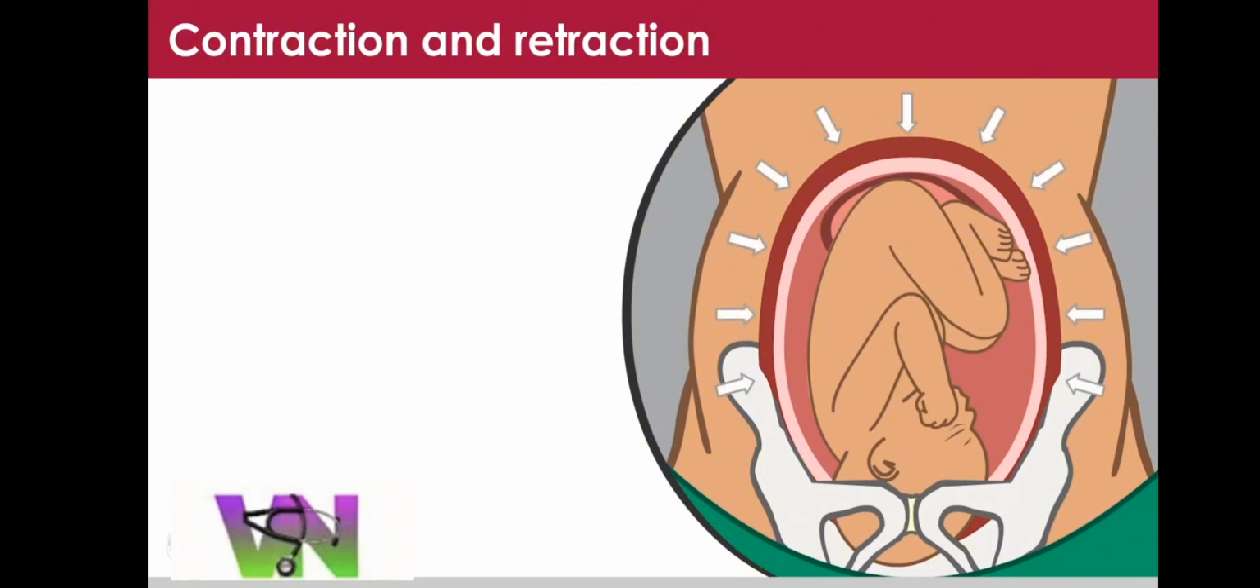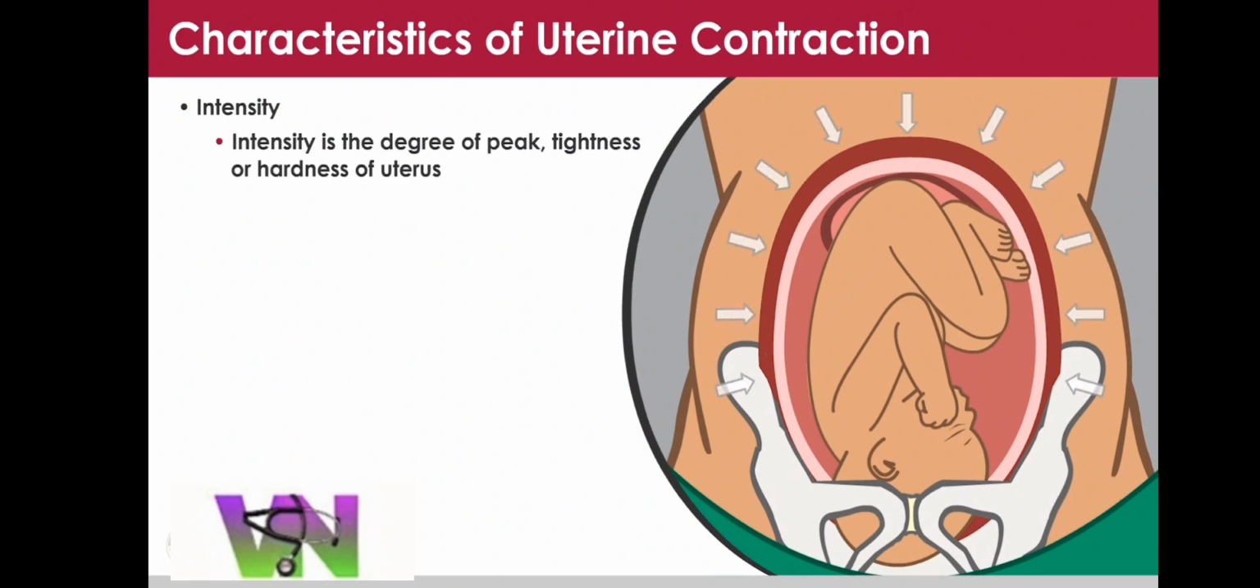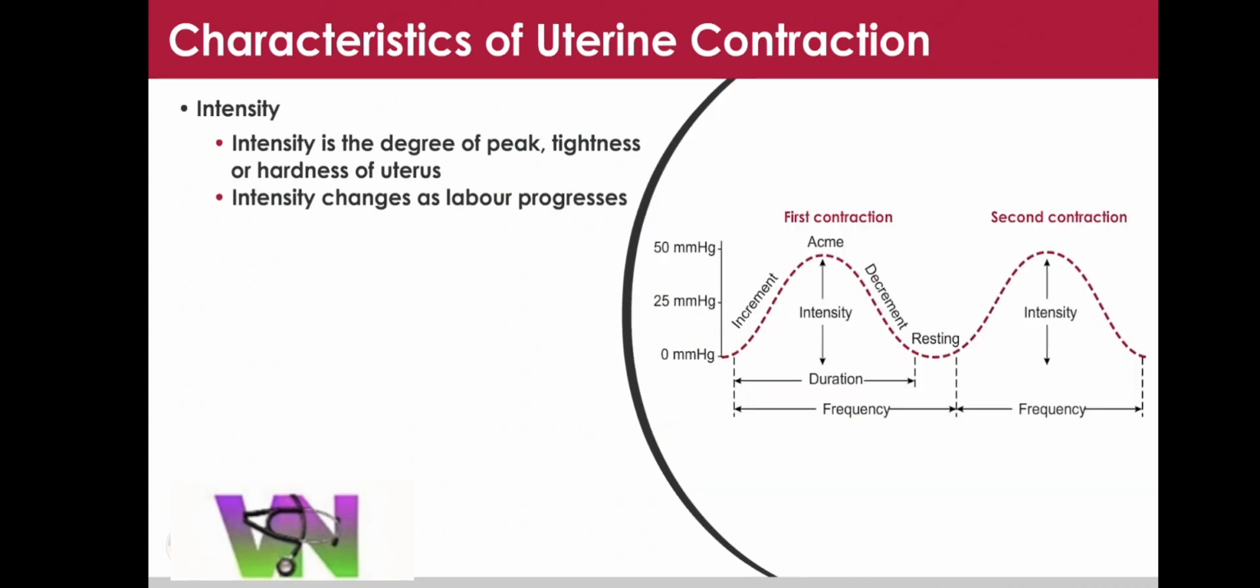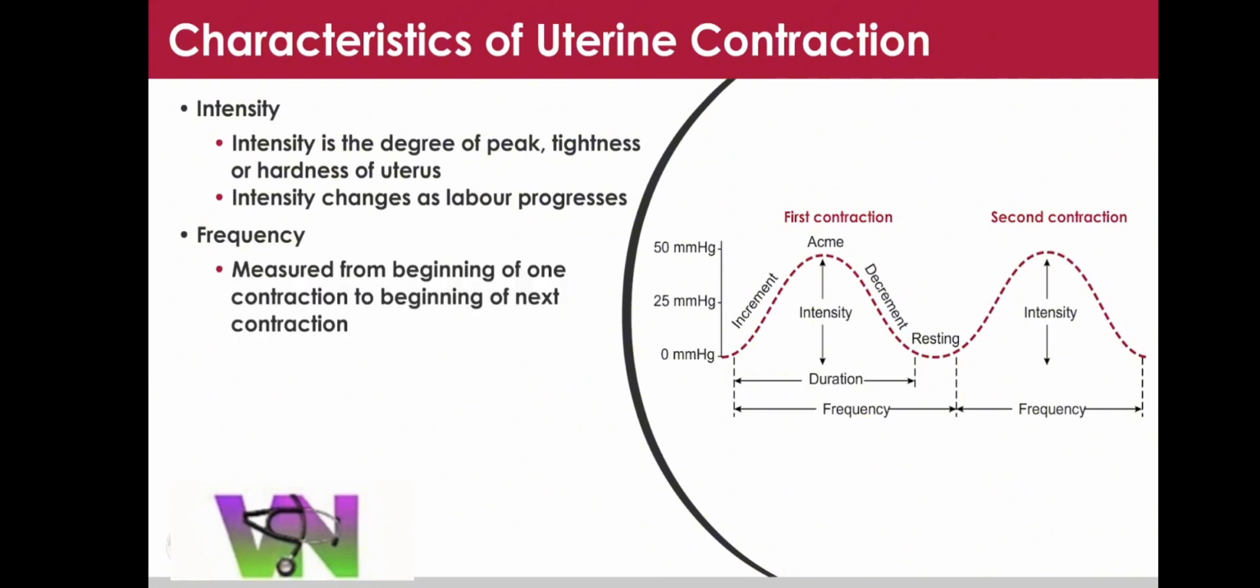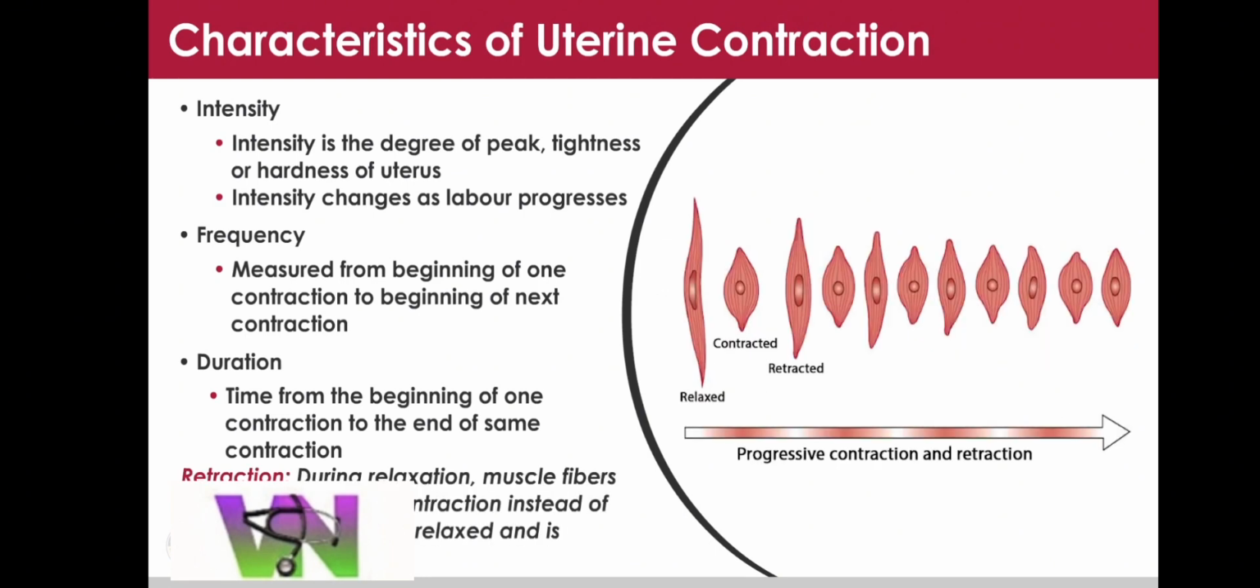Contraction and retraction. Characteristics of uterine contraction. Intensity is the degree of peak, tightness, or hardness of the uterus. Intensity changes as labor progresses. Frequency is measured from the beginning of one contraction to the beginning of the next contraction. Duration is the time from the beginning of one contraction to the end of the same contraction.